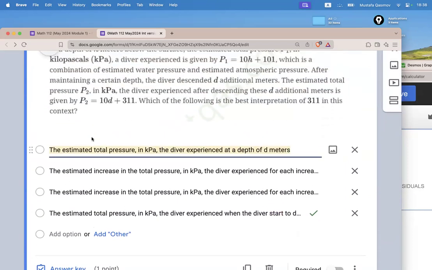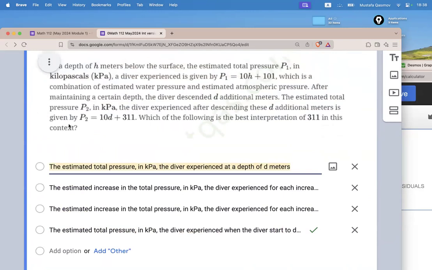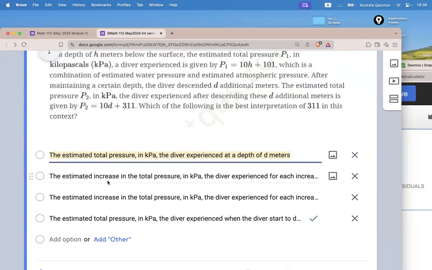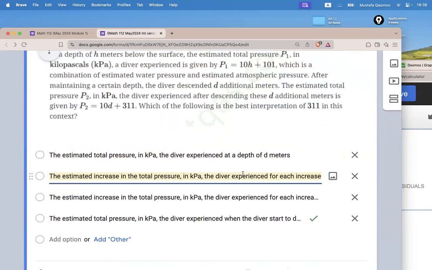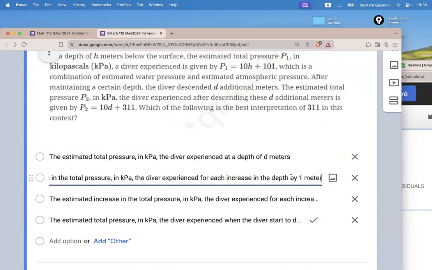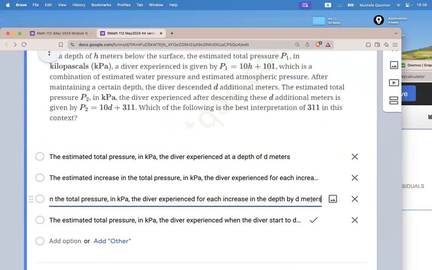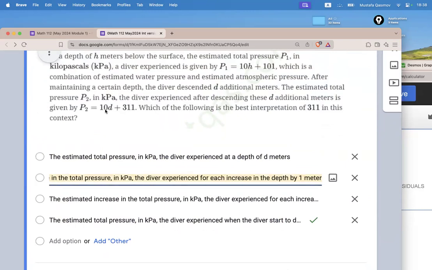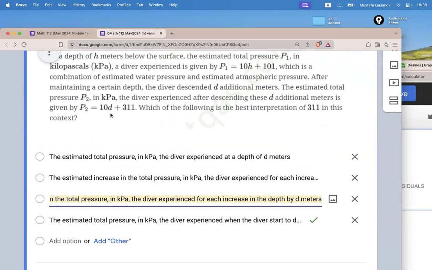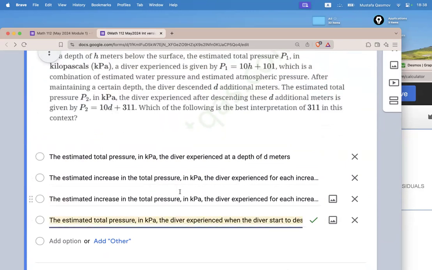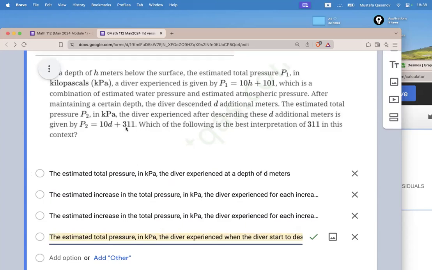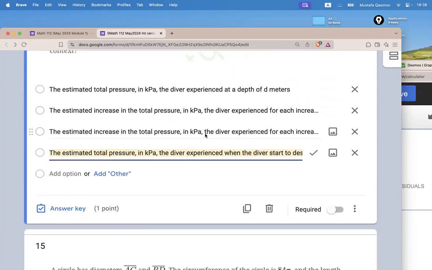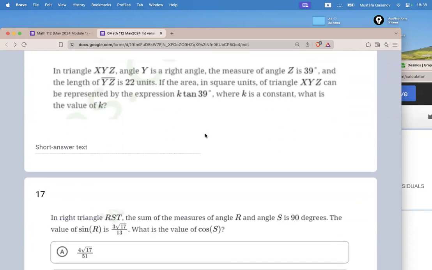Let's look also at the other options. For example, this one is y, p1 or p2. Estimated increase in total for 1 meter. For this one, it says d meters. 1 meter will be 10, and d meters will be 10d because it's d. And this one can be 311 or 101.